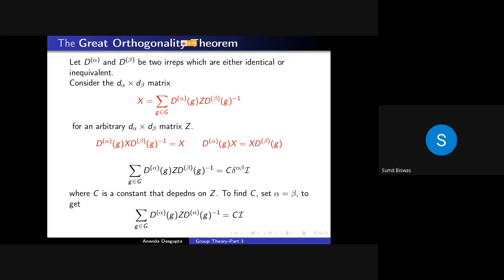Alpha Z? What is alpha? Dimension? No. How many terms do you have on the left hand side? The number of group elements, and each one of them gives you trace of Z. So you have the number of elements of the group, mod G, times trace of Z. That's the left hand side. What's the right hand side?